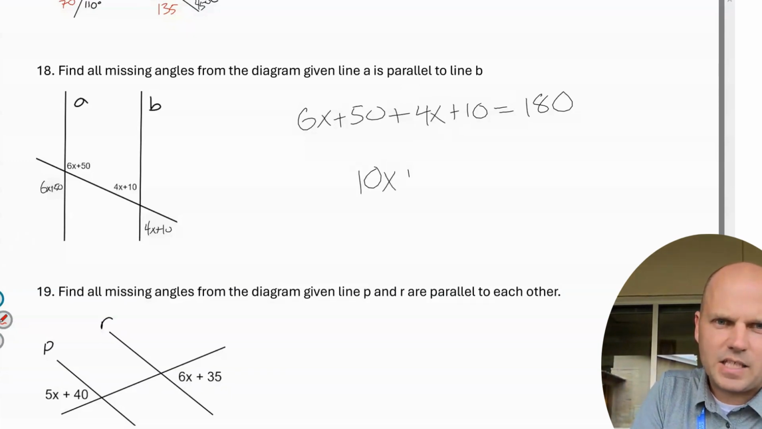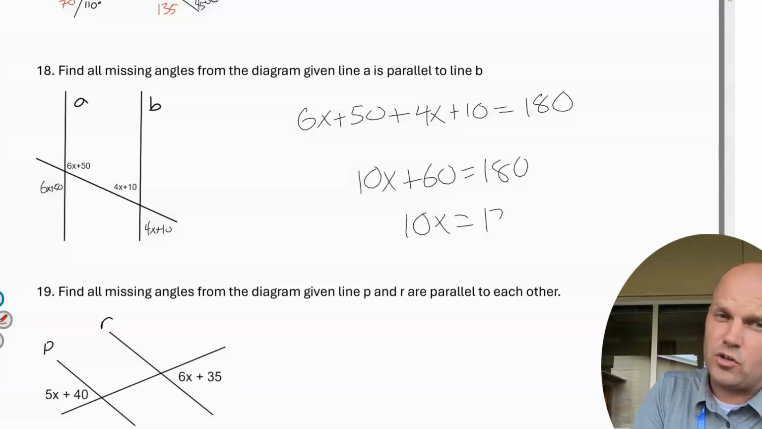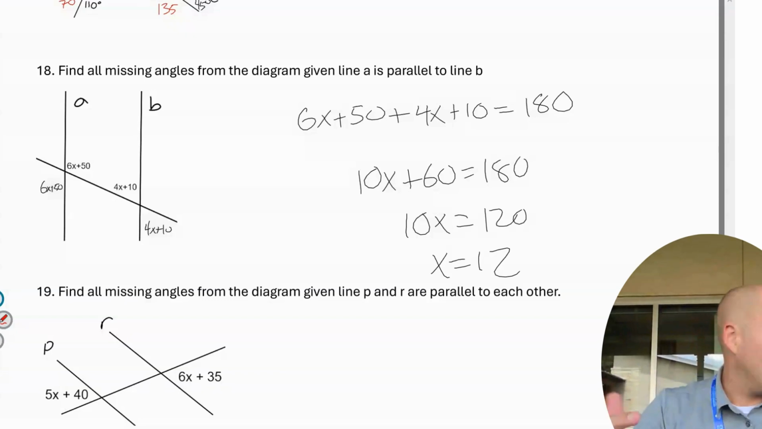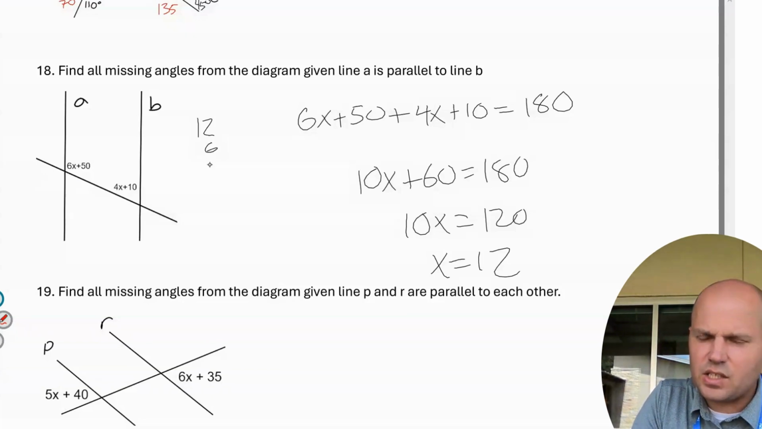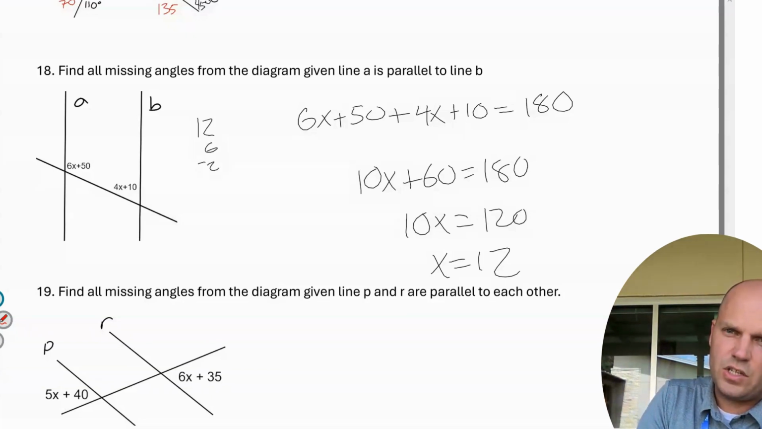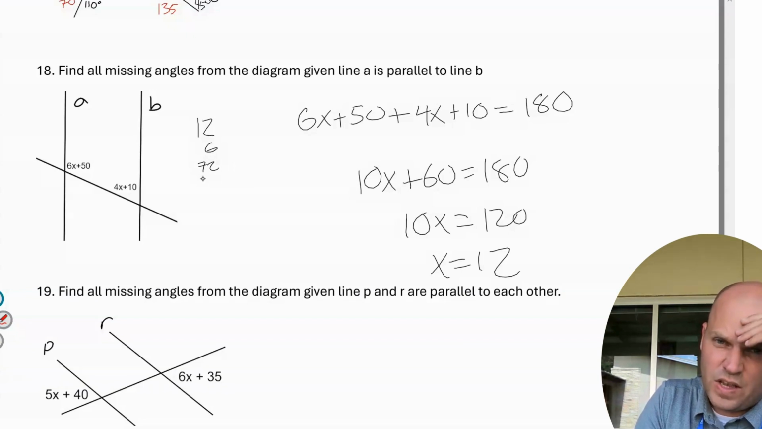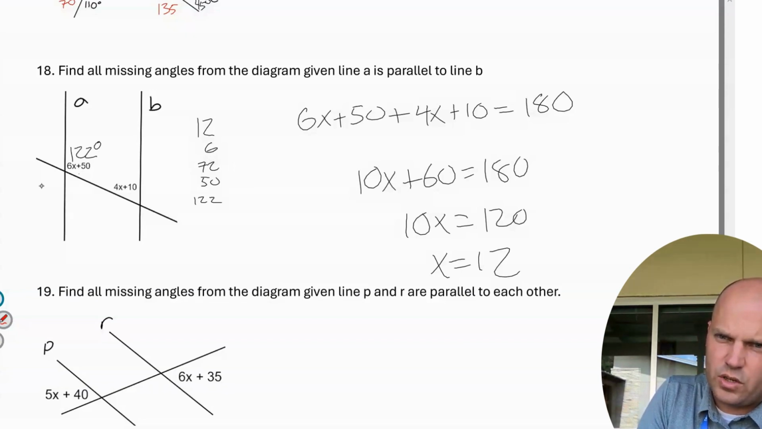We get 10x plus 60 equals 180. 10x equals 120. X equals 12. We want to find all the angles, so all the angles are going to be here. 12 times 6 is 72 plus 50. 72 plus 50 is 122. So this one's 122. There's 122 over there, 122 over there, 122 over here.